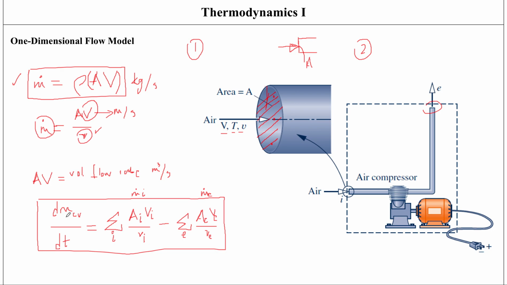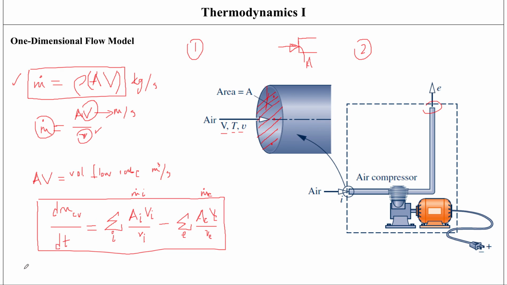And let's say I was to simplify this even further, making another idealization, which is called a steady state idealization. What that means is that no properties are changing in time. And if no properties are changing in time, then the total amount of mass that is present at any instant will remain constant.